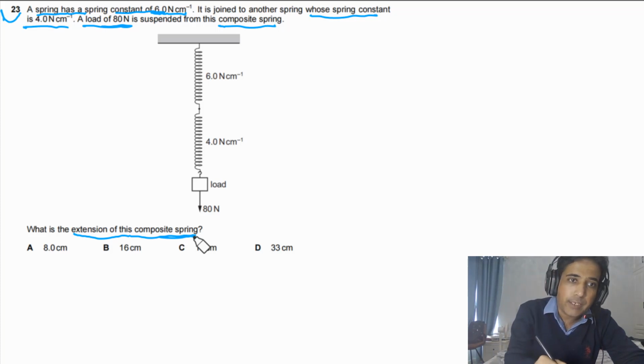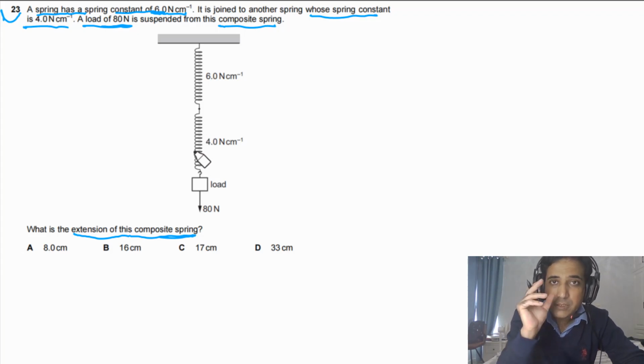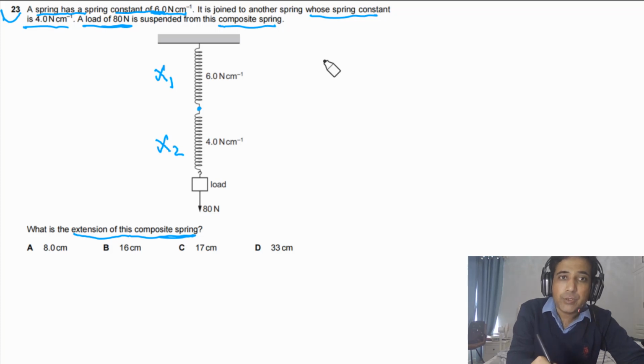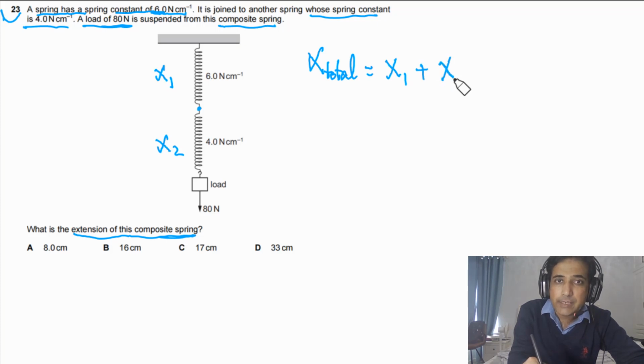First thing we need to understand: the force here, meaning the load we have here, is the same force on this spring, as this is a massless spring. Our assumption is that springs are massless, so the force on this spring is also equal to 80 newtons. Let's say the extension of this spring is x1 and the extension of this spring is x2. So the total extension has to be equal to x1 plus x2.